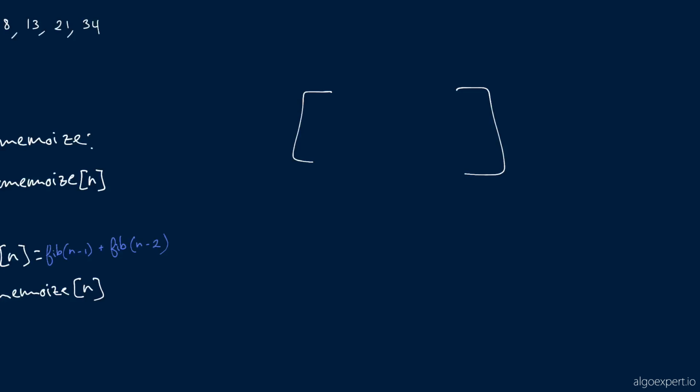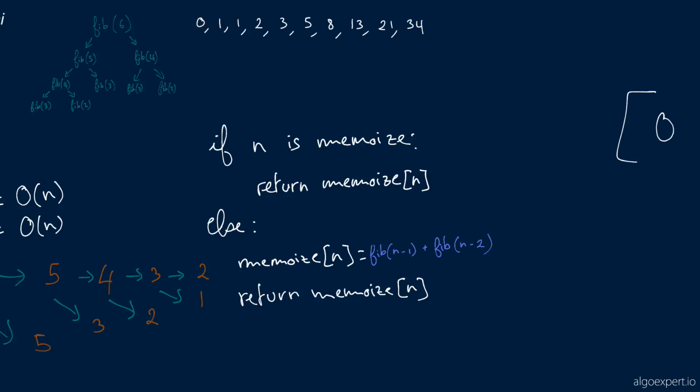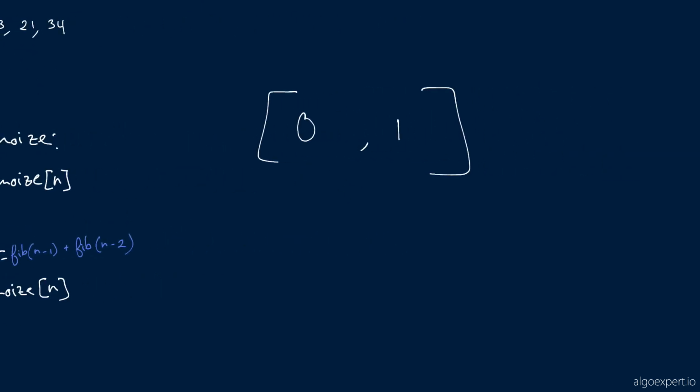Point is, we store the last two Fibonacci numbers, and here I'm going to go with an array. We initialize this array to have the first two Fibonacci numbers. So 0 and 1, these are the first two Fibonacci numbers from our sequence, right? And so then we start calculating every Fibonacci number thereafter.